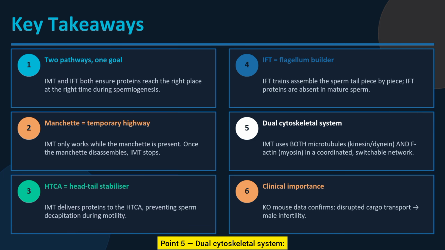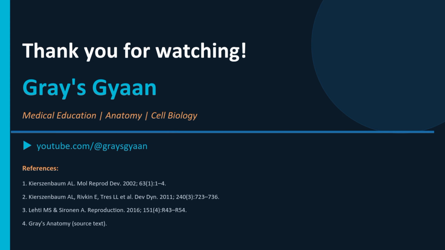Point 5. Dual cytoskeletal system. IMT uses both microtubules and F-actin in a coordinated, switchable network. This gives the system remarkable flexibility and precision. Point 6. Clinical importance. Knockout mouse data directly confirms that disrupted cargo transport leads to male infertility. And that brings us to the end of today's video. IMT and IFT, the two delivery systems that build a sperm.